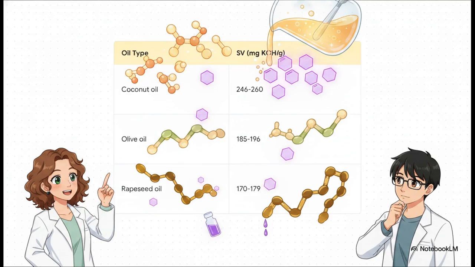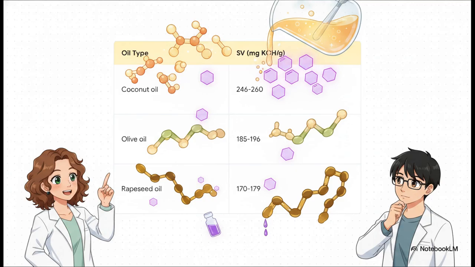So, now that we have our data, what is it actually telling us? This chart right here brilliantly illustrates the inverse relationship between the saponification value and fatty acid chain length. Take a look at coconut oil, up at the top. It's got a very high SV, around 246 to 260. A high SV means there are a ton of short-chain fatty acids packed into just 1 gram of oil, which naturally require a lot of KOH to break down.